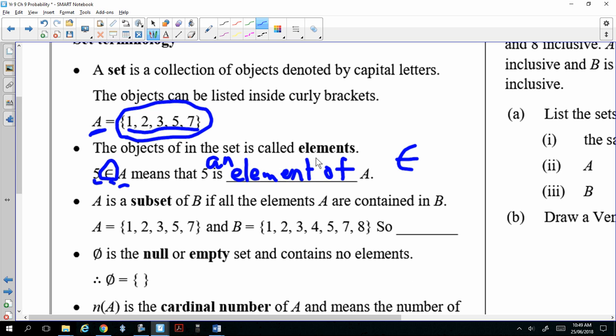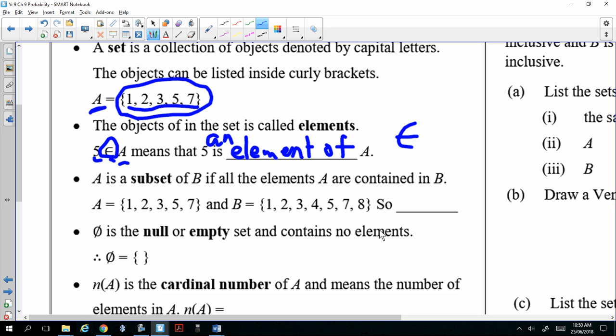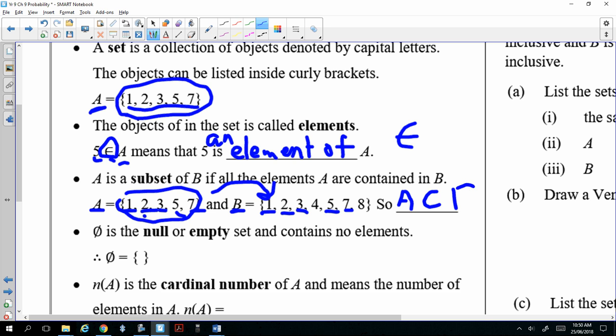All right, next one, we've got subset. What's a subset? A is a subset of B if all the elements in A are also contained in B. So A is a subset of B if everything in A can be found in B. You can see 1 can be found, 2 can be found, 3 can be found, 5 can be found, and 7 can be found, right? So we say A is a subset of B. So this is the symbol for subset.